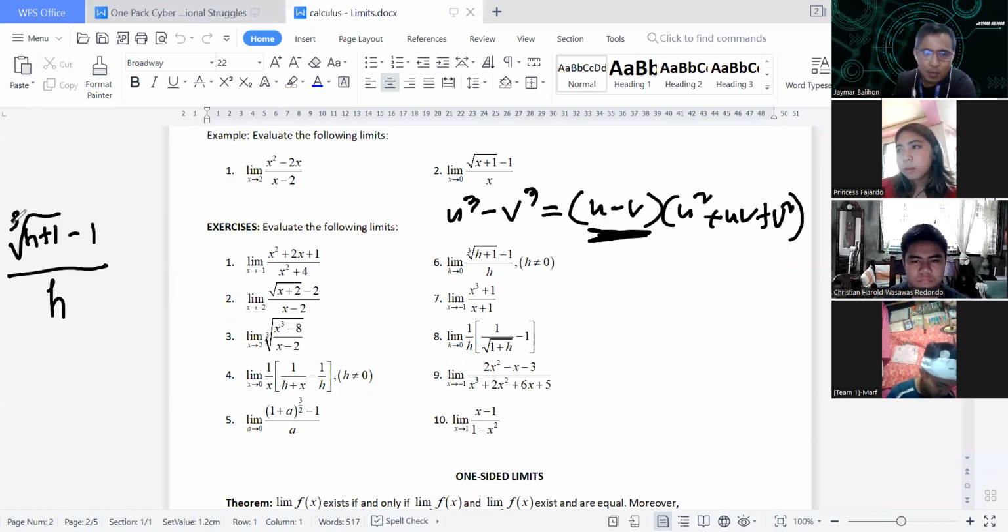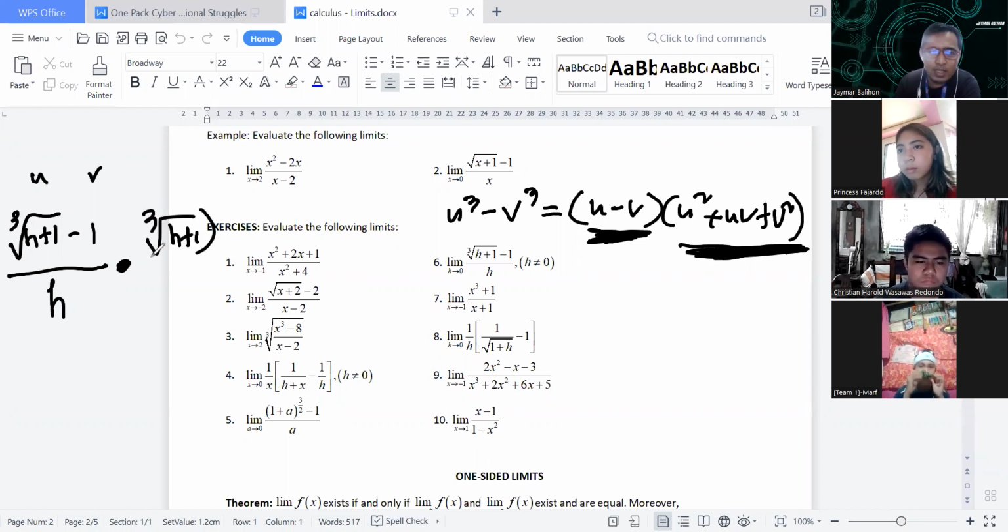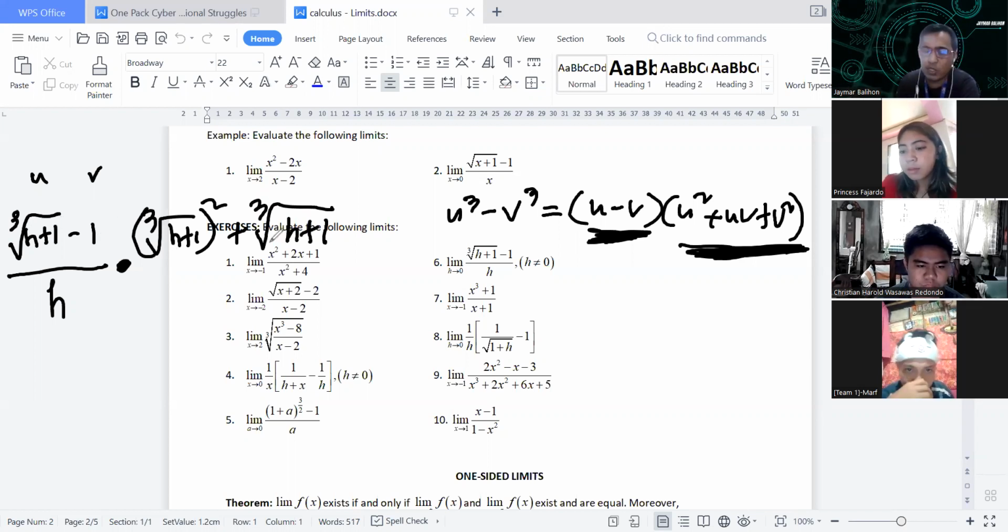So we need to remove this cube root from here. Somehow, this is your u, this is your v. You need to multiply by something equal to 1 in a way that the result is like this, so that the cube root will be eliminated. So you multiply something like this. This is your u, this is your v, so it should be the cube root of h plus 1 squared from here, then plus the product of u and v. The product of these two is just the cube root of h plus 1, because this is just 1. 1 times any expression is the same as the expression. And lastly, the square of your v, the square of 1 is just 1.